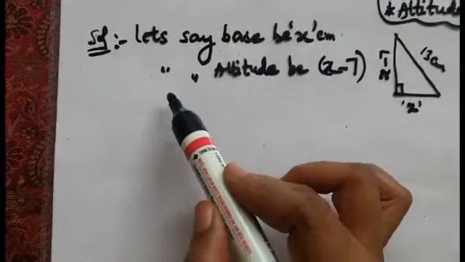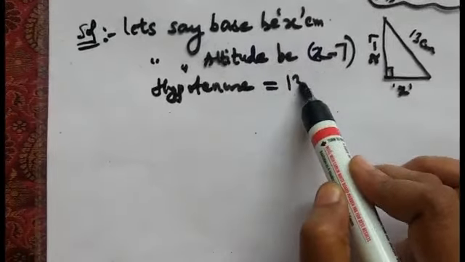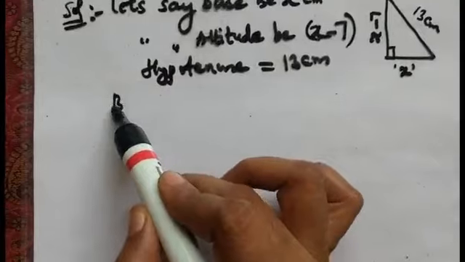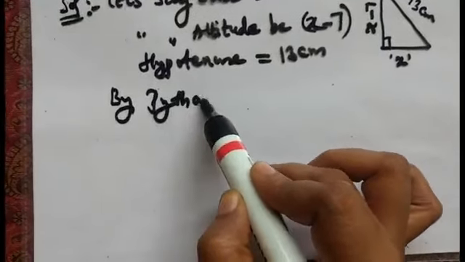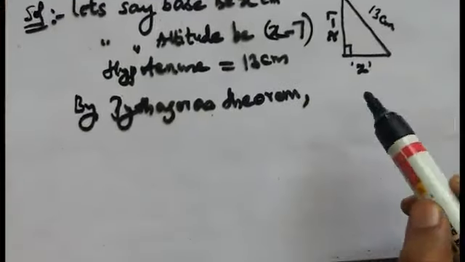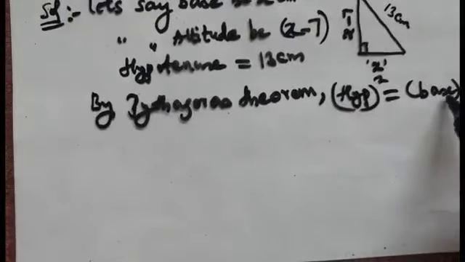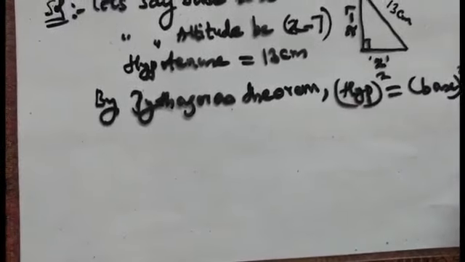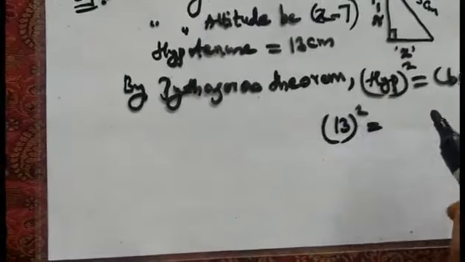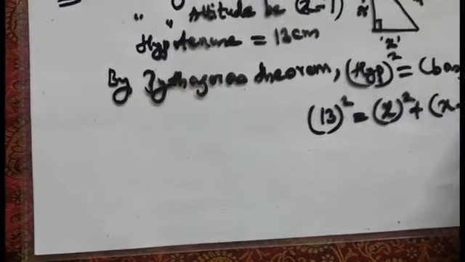Now this is done, and what is given to us? Hypotenuse is equal to 13 centimeter. Now since it is a right angle triangle, we all have to use Pythagoras theorem. Hope you all remember Pythagoras theorem. By Pythagoras theorem, what does it say? Hypotenuse square is equal to base square plus altitude square, right? So let's try to do it. Hypotenuse is 13. 13 square is equal to base. What is base? x. Altitude is how much? (x minus 7) whole square.